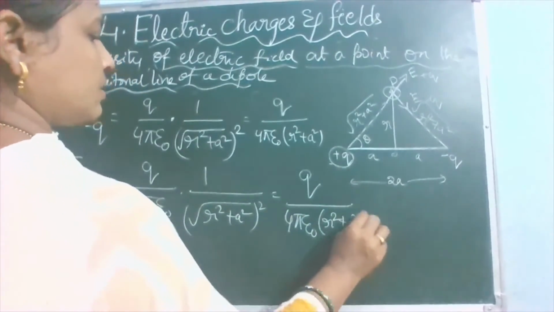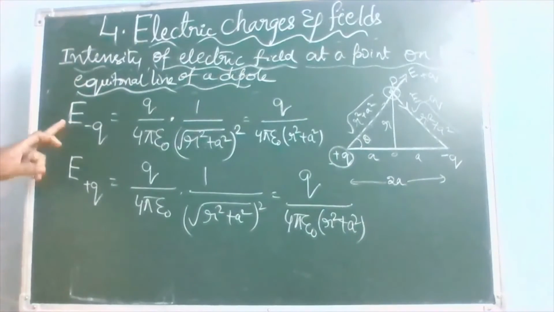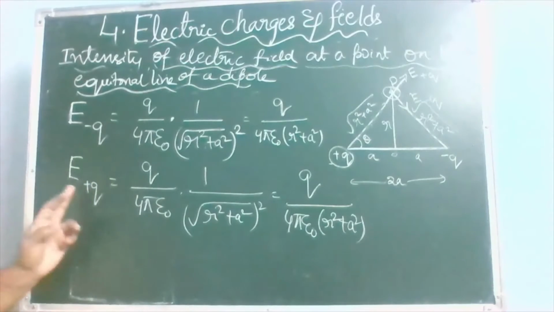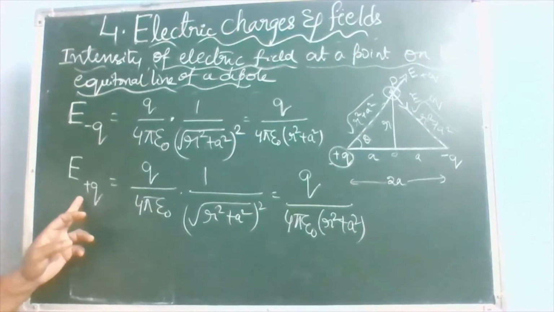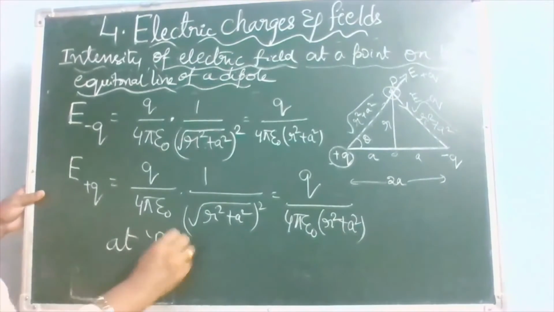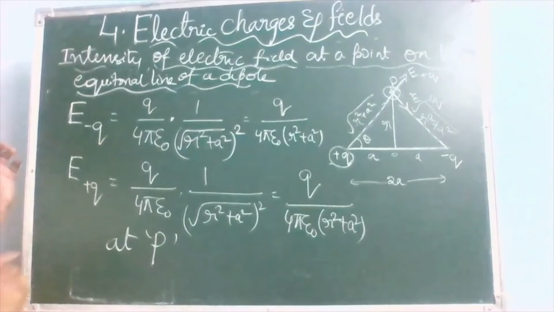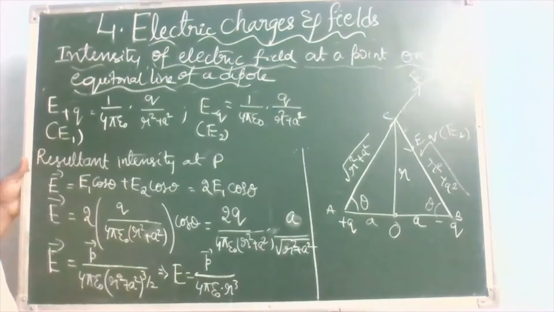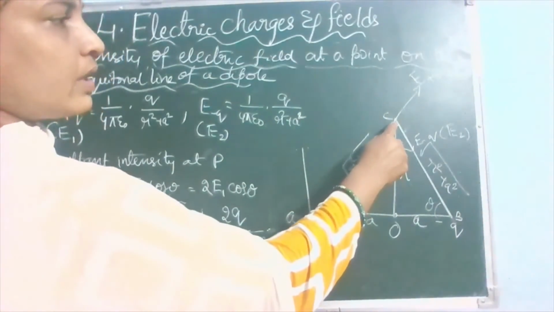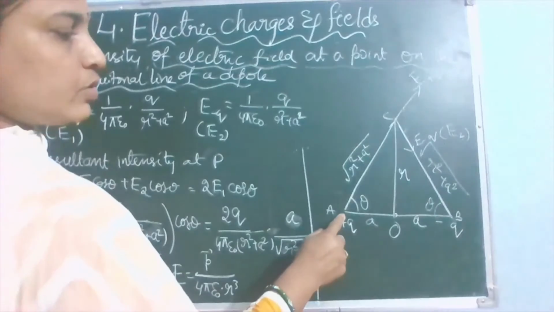So the electric field intensity due to the negative charge and the electric field intensity due to the positive charge at point P will be like this. Then what about the total electric field intensity at P? See students, here the electric field intensity due to plus q will be in this direction.